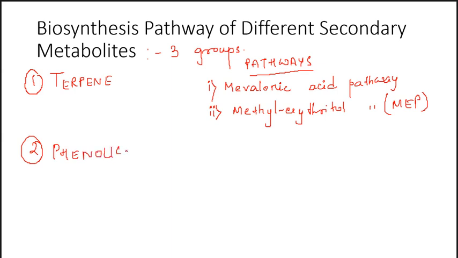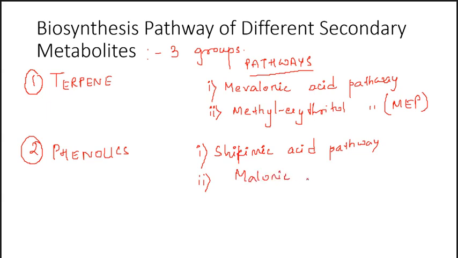Now these phenolics are synthesized again by two pathways. Number one is the shikimic acid pathway. Please remember all the names to solve the questions. Shikimic acid pathway, and another is the malonic acid pathway. Okay, among the two, this is the most important and this is found in higher plants.